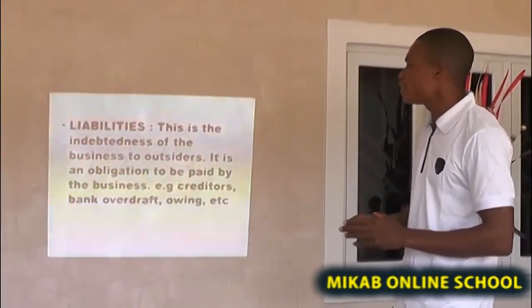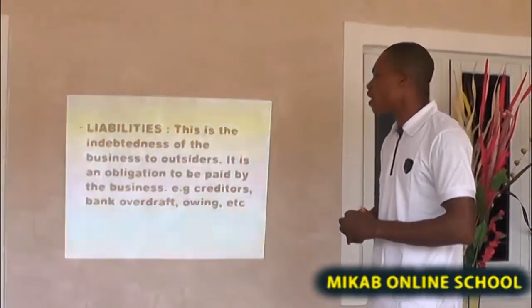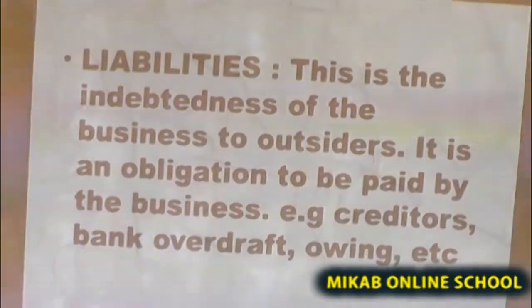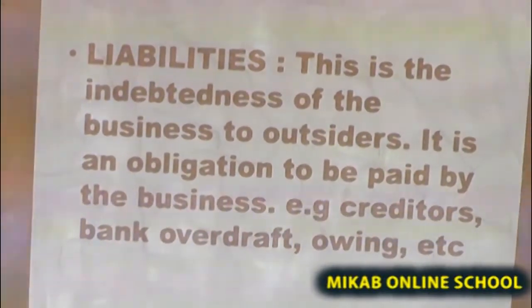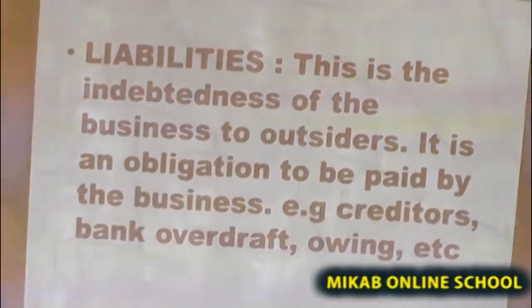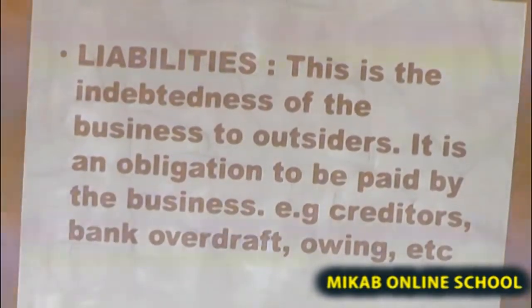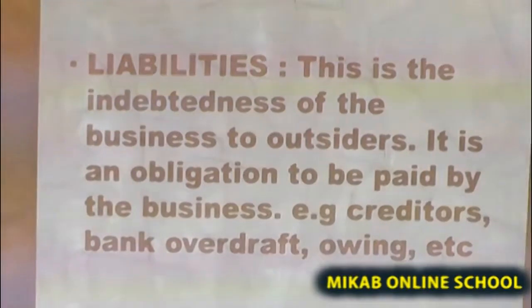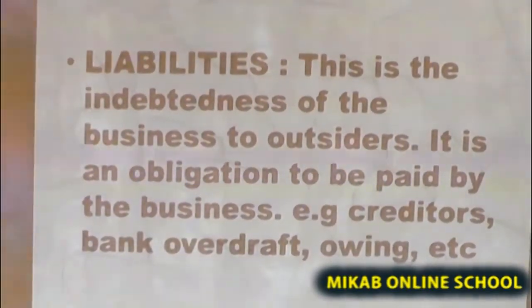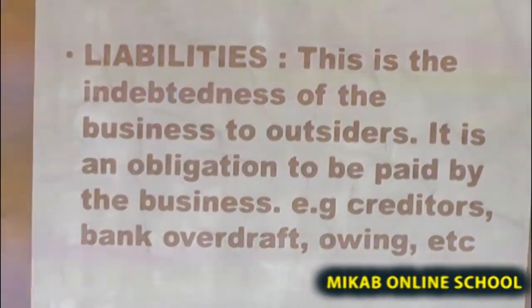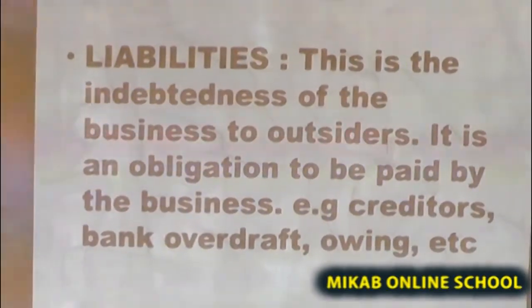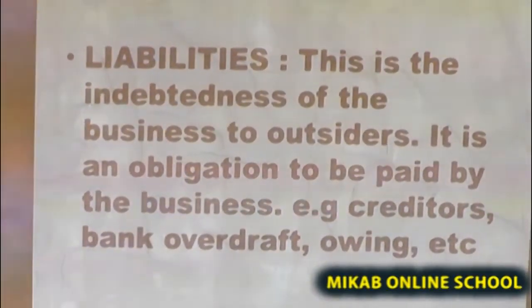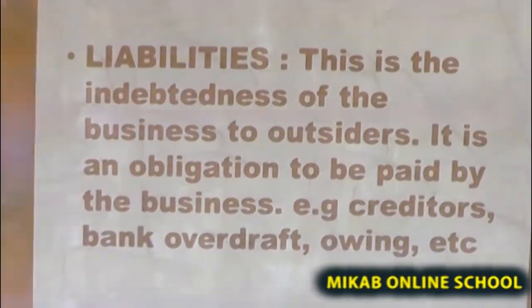Now we take a look at the last item that makes up the accounting equation, which is liabilities. When we are talking about liabilities, what should come to your mind should be debt. Debt. We are talking about debt in this context as the one that the business is owing an outsider. As you have on the screen, this is the indebtedness of the business to outsiders. It is an obligation to be paid by the business as time goes on.